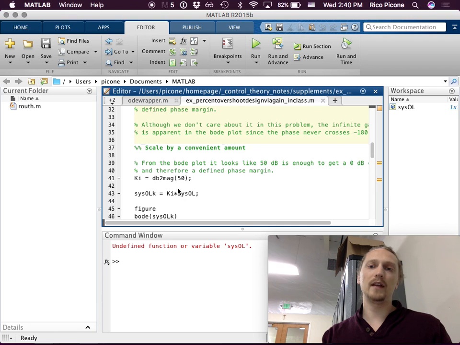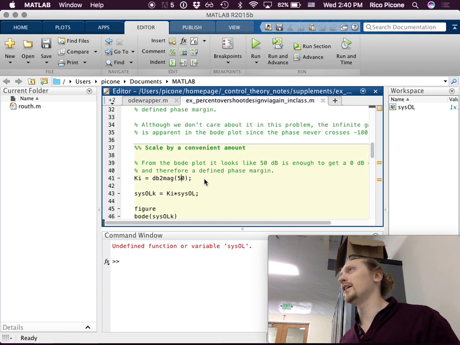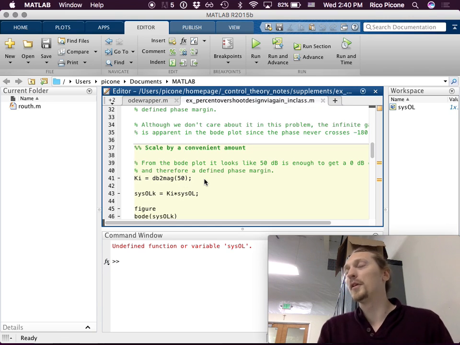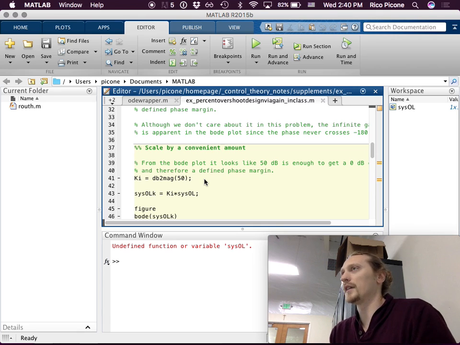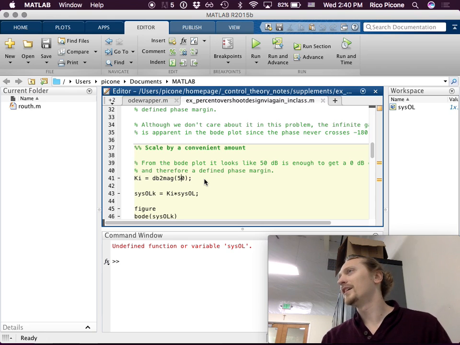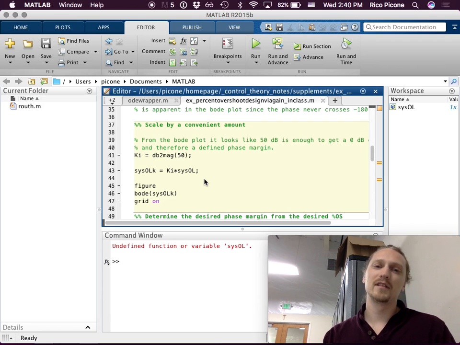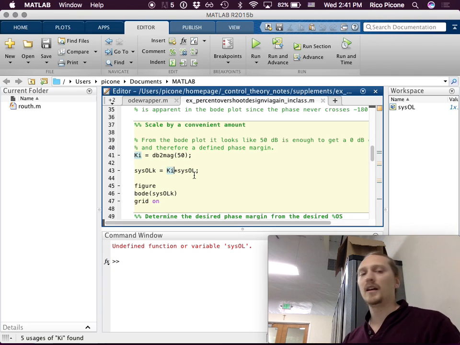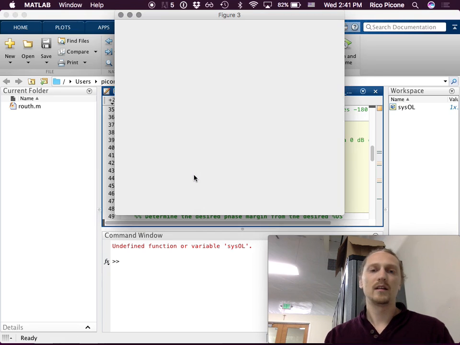So if we scale it by 50 dB, we're good, but then you have to compute what that is not in dB, because when you multiply it by the transfer function, it can't be in dB. So you have to find that in magnitude terms. And there's this nice little function, dB2mag, you can use, or you can just use the formula. So dB2mag of 50 gives us the magnitude. And then we take our open loop system and we scale it by this convenient gain. And let's look at the Bode plot for that.